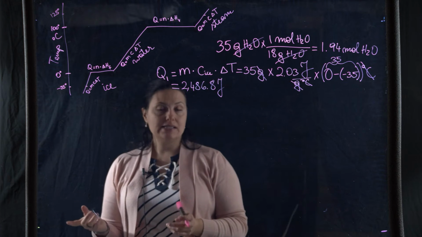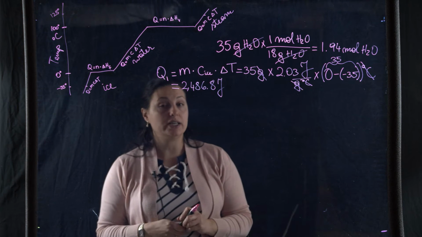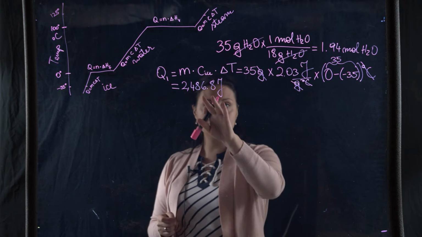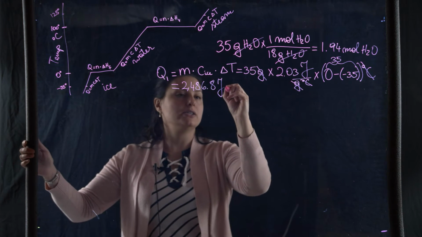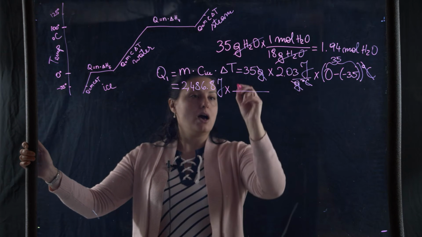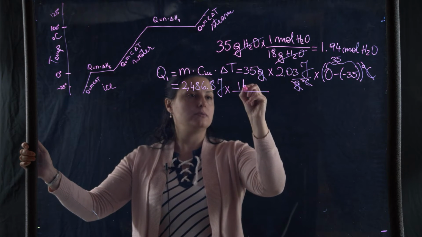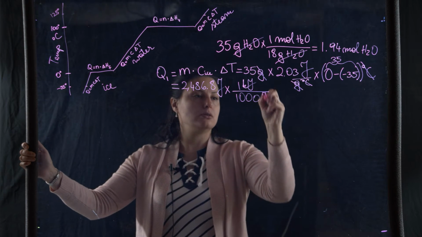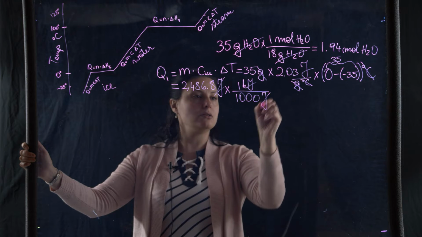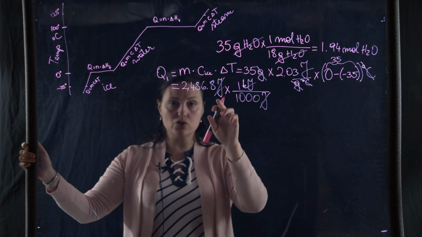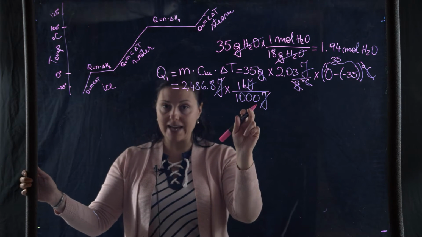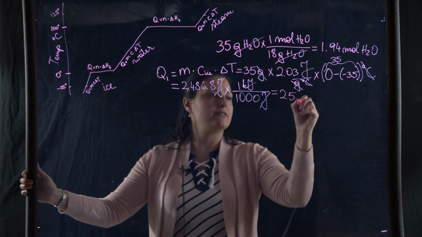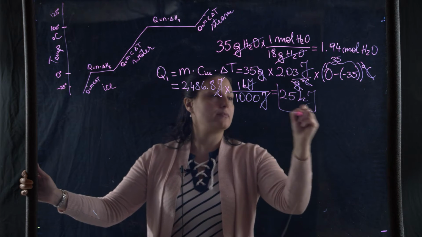Now, the question asks me to calculate the energy in kilojoules. Therefore, I have to convert the amount from joules to kilojoules. Here's how I do that. 1 kilojoule has 1,000 joules, and my joules will cancel. So basically, I take my amount in joules and divide it by 1,000. That gives me about 2.5 kilojoules.